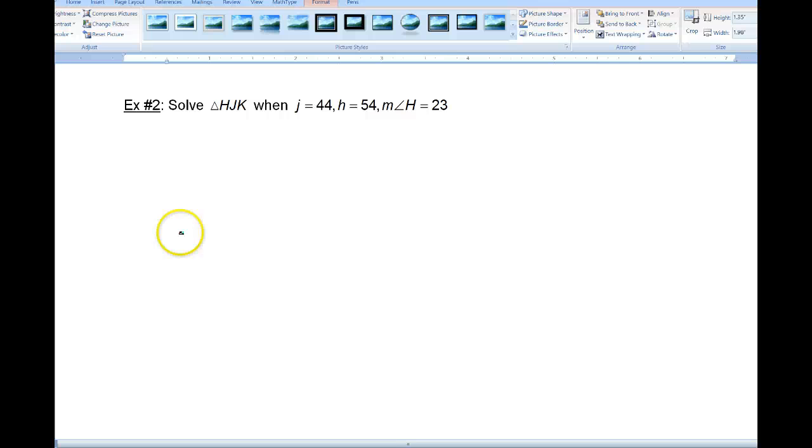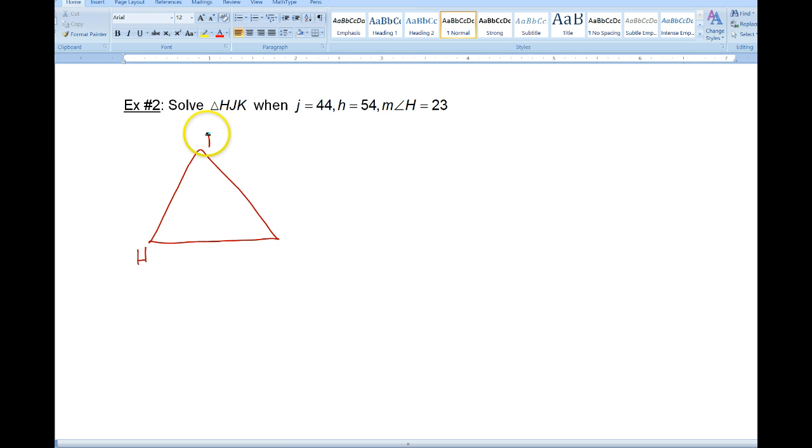All right, let's just draw a triangle here, H, J, K. Little j is 44, little h is 54, and the measure of angle H is 23.